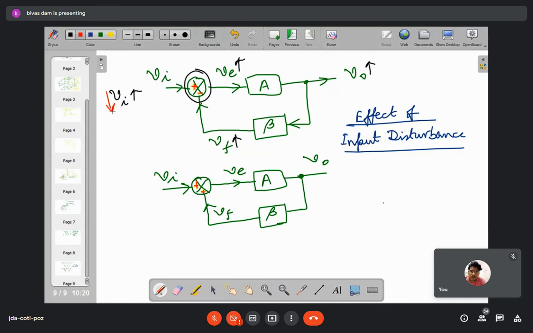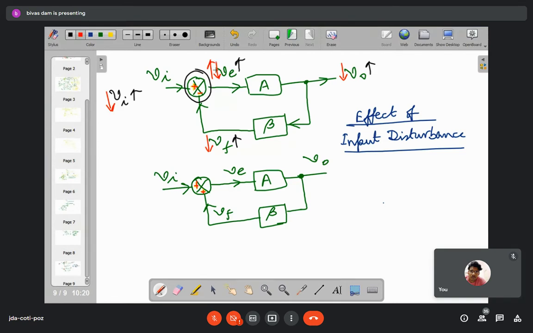If VI is decreased, what happens to VE? It will decrease. So that will lead to a decreasing level in VO. That will lead to a decreasing level in VF. So that will lead to an increasing effect in VE. So basically there also, though the input was having a decreasing disturbance, the way part of the output is being fed back to the input side, that decreasing input disturbance is trying to get neutralized or balanced. So a certain balancing action will be there in this type of feedback topology.